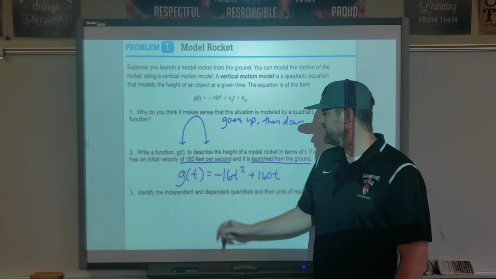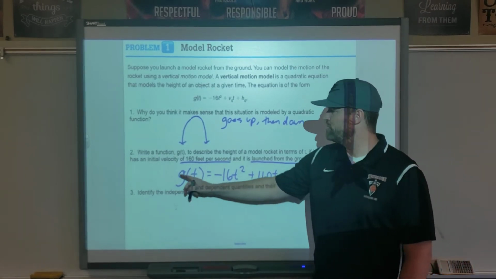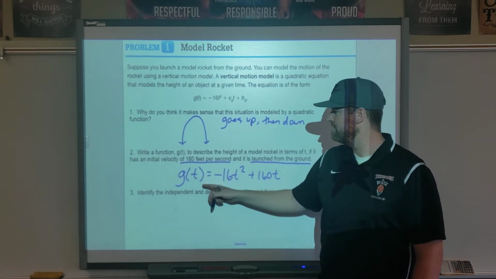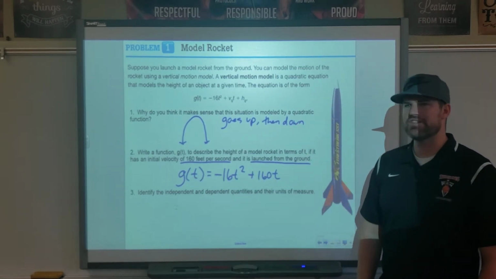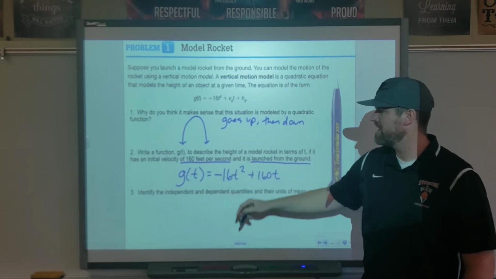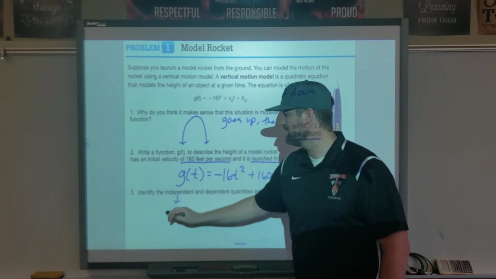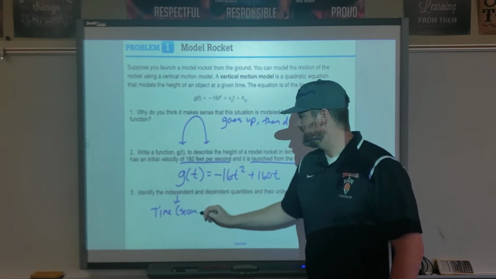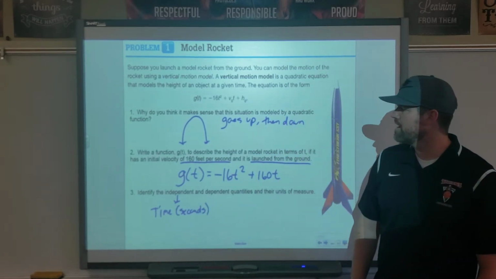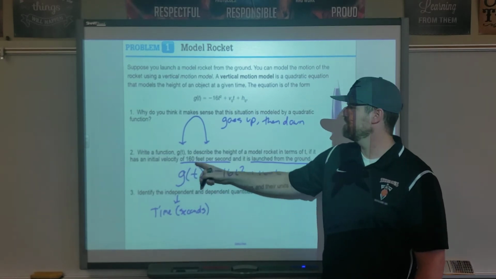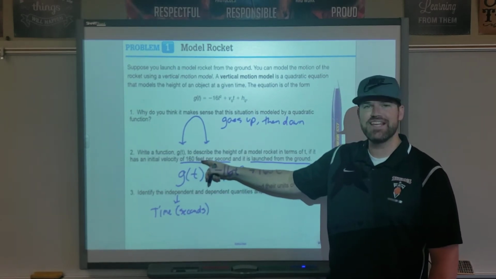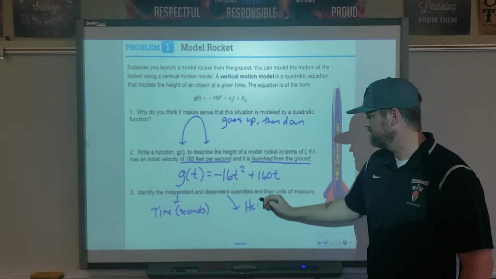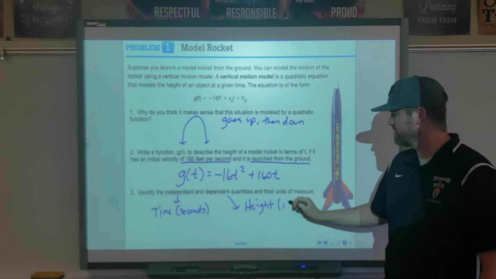The independent and dependent quantities, well, it's g of t. This is always your dependent. This is your independent. And we know that t is going to represent time, so that's time in seconds. So my independent is time in seconds. And then just like the pumpkin, our output, our g of t, is going to be the height that it reached, which we're measuring in feet. So our dependent quantity is height, and once again, we're measuring that in feet.